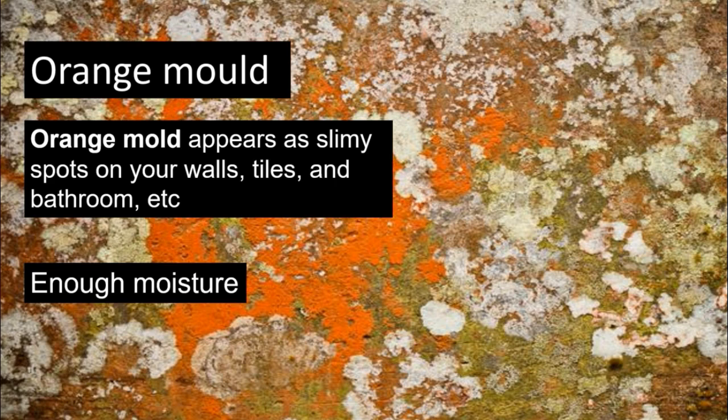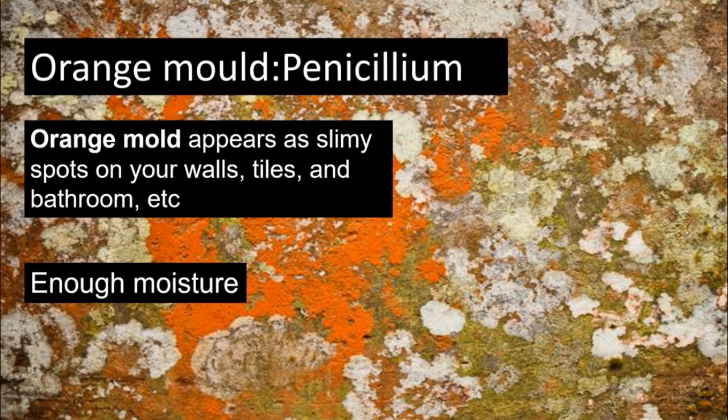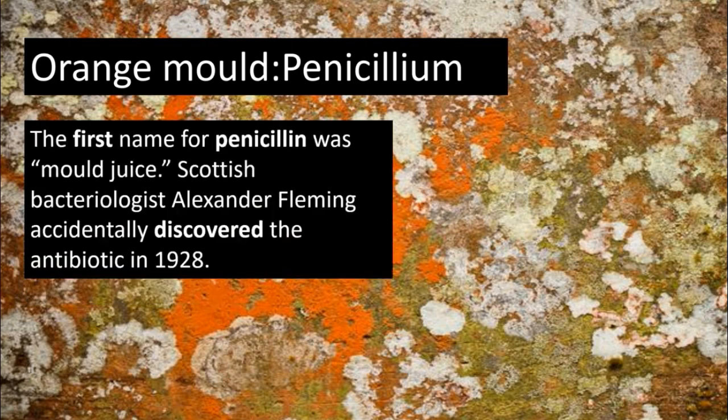Do you know orange mold is a medicine? Because another name of this orange mold is penicillium. You must have heard of the penicillin injection, right? The first name of penicillin was mold juice. And who discovered it? It was discovered by Alexander Fleming in 1928.